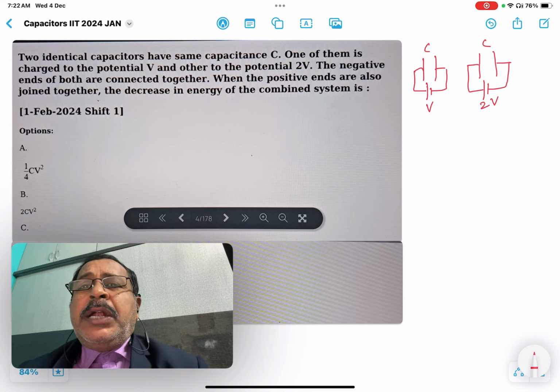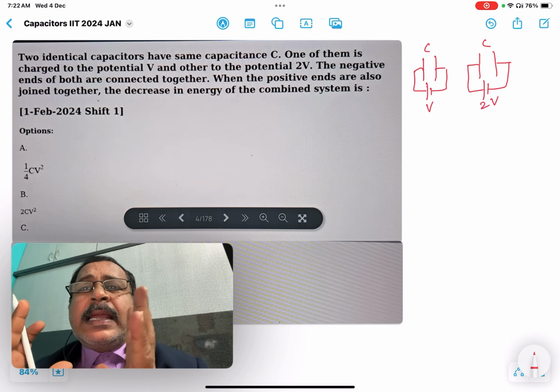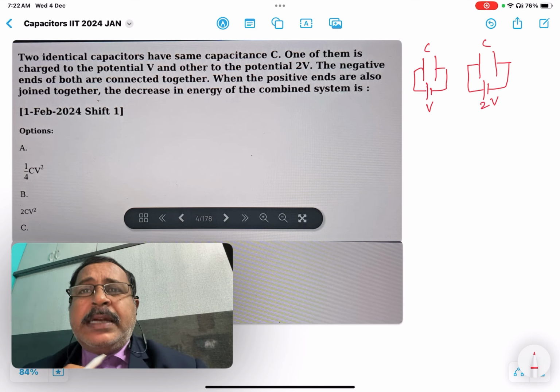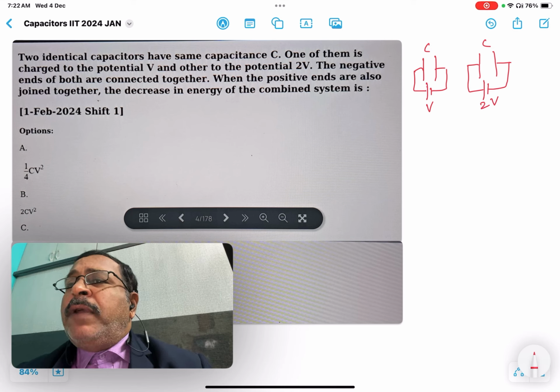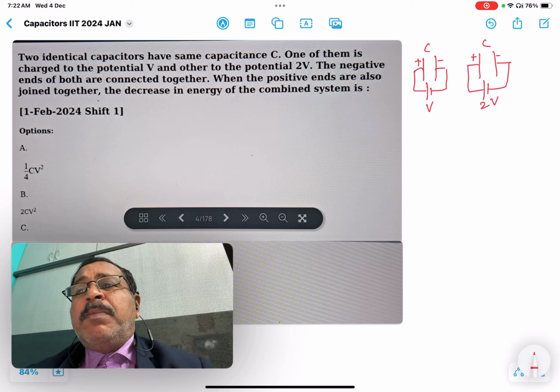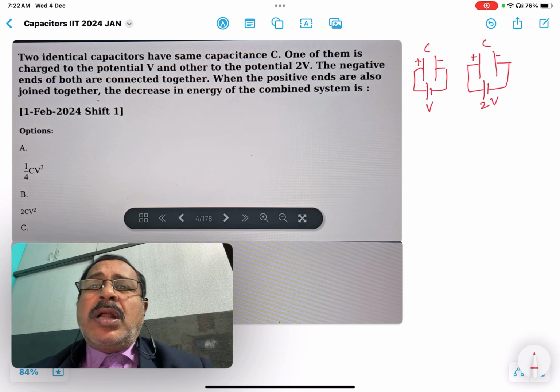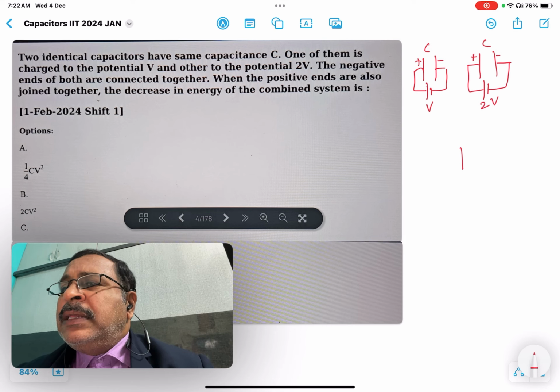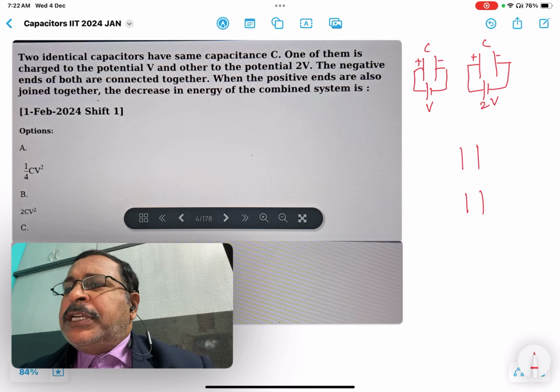Now, the negative ends of both capacitors are connected together. Now their negative ends, positive, negative, positive, negative, right? Now their negative ends are connected together, which means the positive ends are also joined together. Means this becomes a parallel combination.